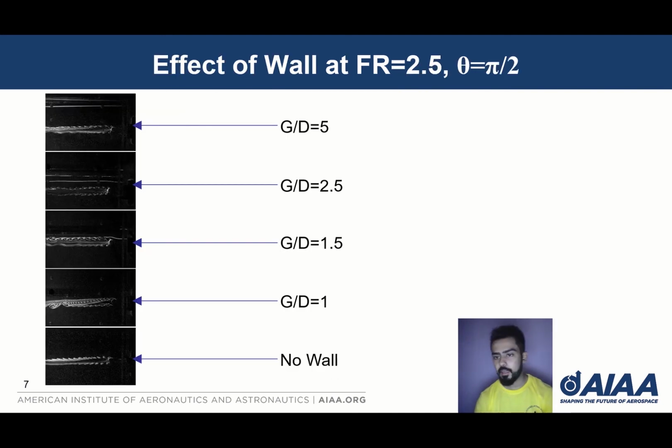Here we see the effect of wall at FR equal to 2.5. We see what happens when we bring the wall closer to the cylinder. At the bottommost part we have the no wall case, and we see how slowly after G by D 1.5 the vortices of the cylinder wake interact with the boundary layer of the wall.